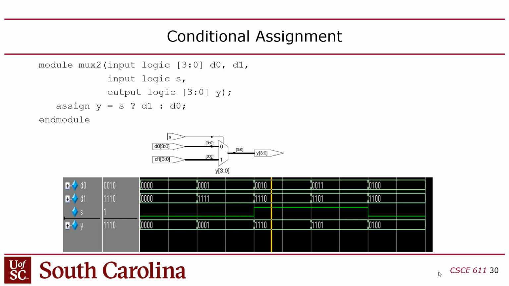where the s is acting like the select, and y is the output. So if the select s is 1, it's going to select d1. If the select s is 0, it's going to select d0. You can also nest these to create kind of like an if-then-else.